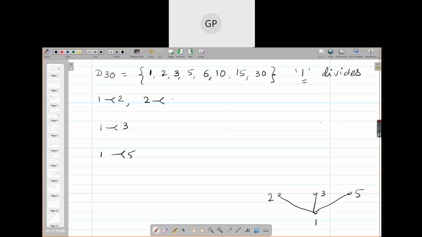2 divides which elements? 2 does not divide 3 and 5. 2 divides 6 and 10. Between 2 and 6, is there any such element that 2 divides it and it divides 6? No. 2 does not divide 3. Though 3 divides 6, 2 does not divide 3. So there is nothing between 2 and 6.